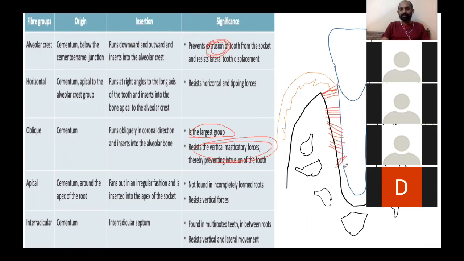What you have to understand is that this arrangement is wrong. This kind of arrangement is what is right, which means it runs from the cementum in an upward direction and ends in the alveolar bone.